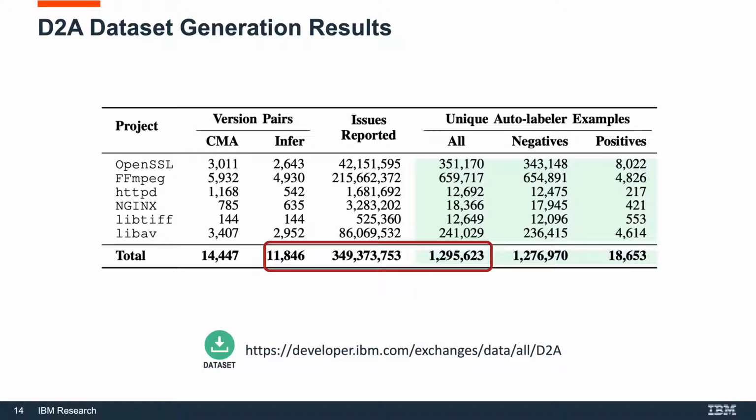This table summarizes the dataset generation results. We ran the pipeline on 6 programs, such as OpenSSL and FFmpeg. In total, the static analysis successfully processed more than 11,000 version pairs and produced more than 349 million issues. After deduplication and label consolidation, we have almost 1.3 million labeled issues.